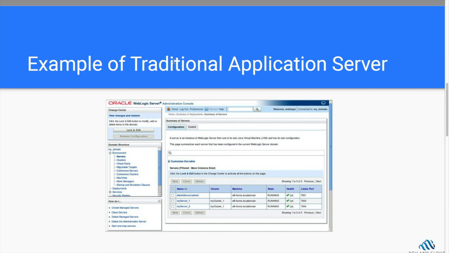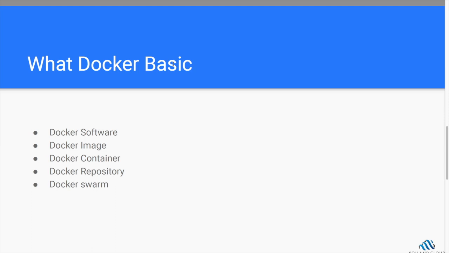So this is a simple example of a traditional application server, WebLogic, which is used to host monolithic Java-based applications. So let's talk about Docker software. As we already discussed, this is a container runtime platform for microservices. Okay, so the next thing is Dockerfile.